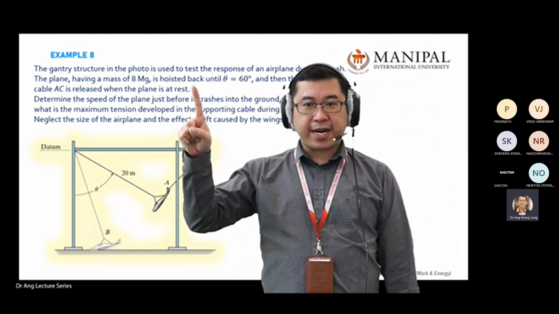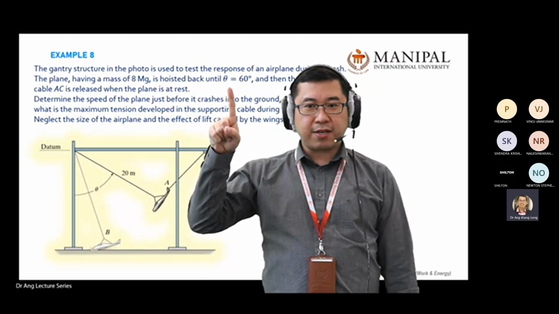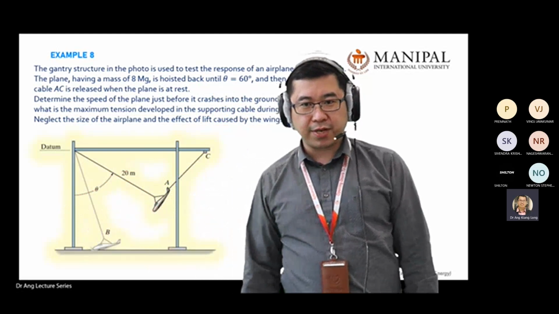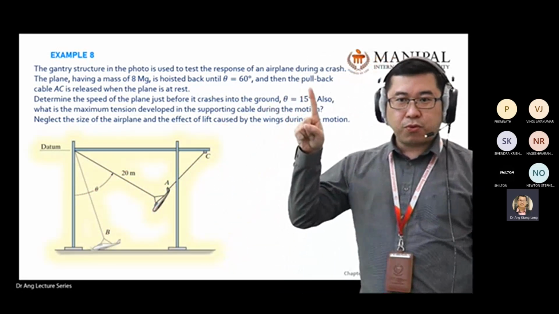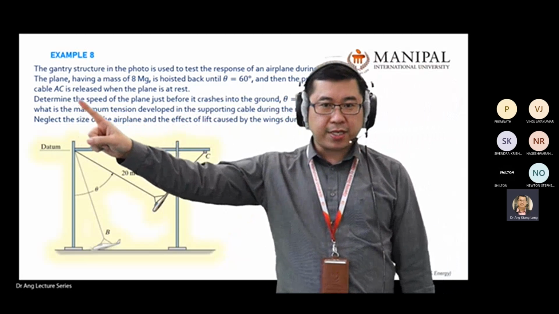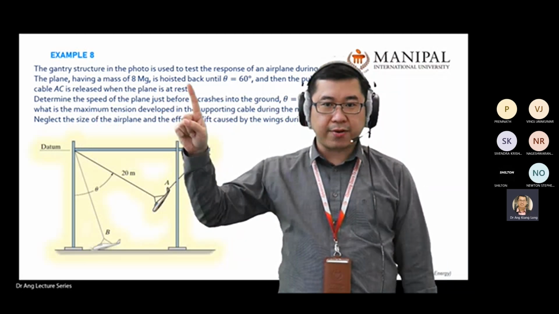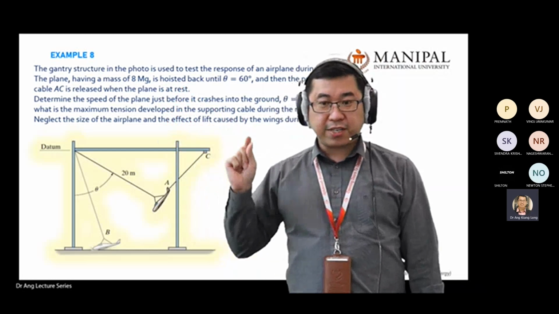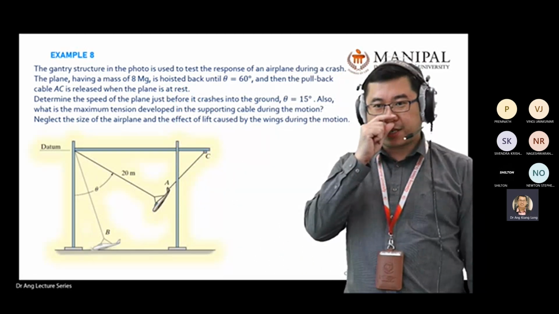It's hoisted back until the angle becomes 60 degrees, meaning you pull from here until 60 degrees, and then pull back cable AC and release when the plane is at rest. What is meant by this sentence? The plane is at rest before the test is given.